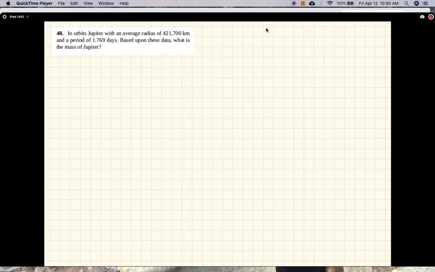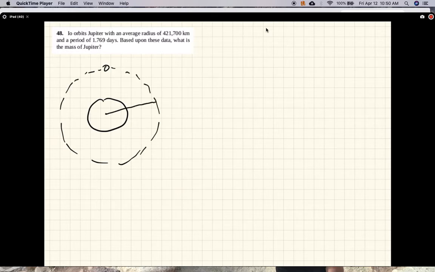Okay, let's look at this problem. Io, one of the moons of Jupiter, orbits Jupiter with an average radius of 421,700 kilometers and a period of 1.769 days. It's quite fast. In comparison, the Earth's moon goes around in 29 and a half days, something like that, and the orbital radius is roughly the same. Based upon this data, what is the mass of Jupiter?